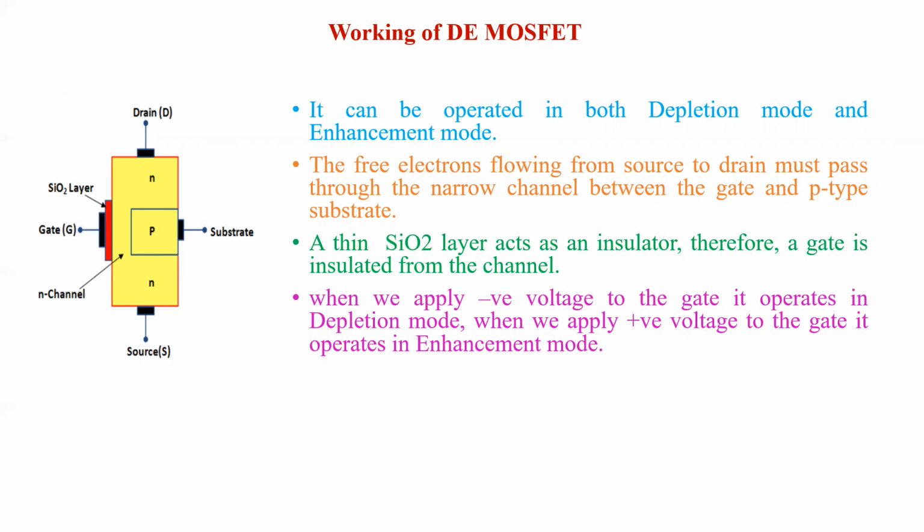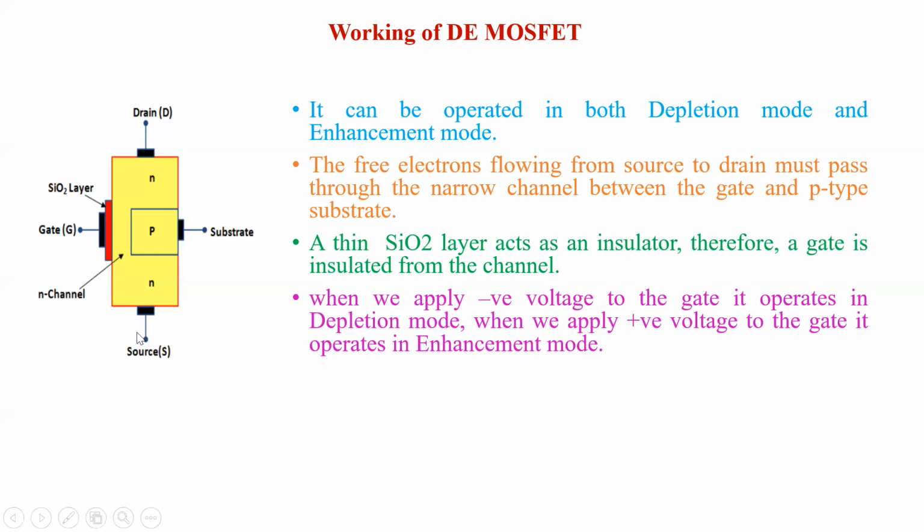Now in the case of the DE MOSFET, as we have a physical channel, that is, the N channel is present, when we apply negative voltage. This is the case we are explaining for the N channel MOSFET here, but the same applies to the P channel. The only thing is that when we mention negative voltage for the N channel, in the P channel case it will be positive voltage.